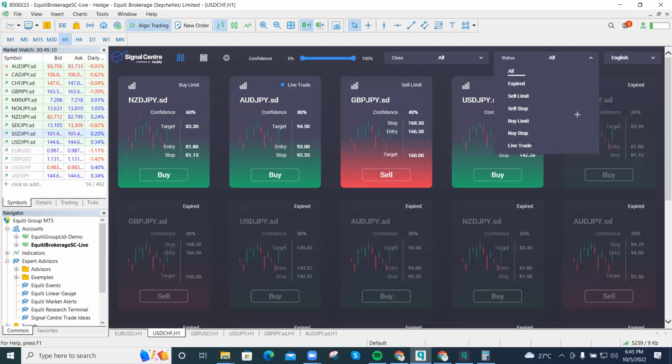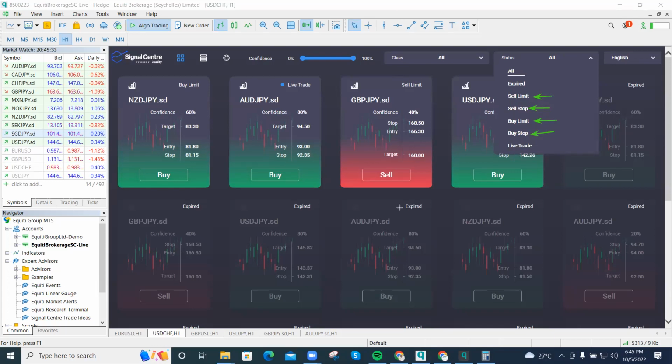They could be buy limits, they could be sell limits, they could be buy stop, and they could be sell stop. These are the major 4 types of pending orders that we have, right? So of course, you have the sell limits, you have the sell stop, you have the buy limits, and of course, we have the buy stop. So these are the major types of orders that we have.